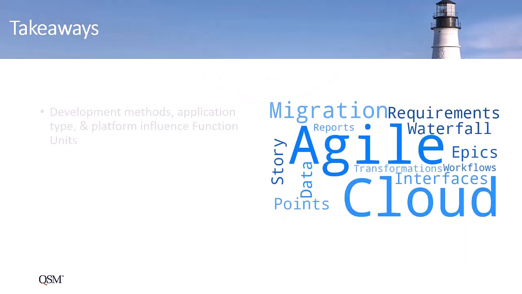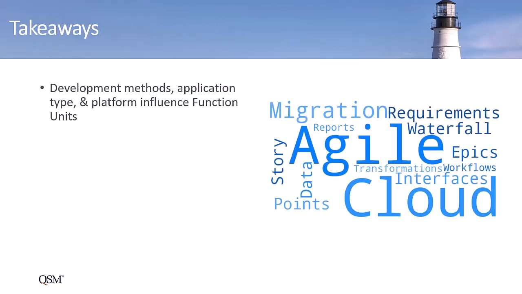To summarize, development methods, application type, and platform influence your choice of function unit. There's a wide array of function units you can choose from, and you can use multiple function units. Normalizing software size to a common base size unit allows you to compare past performance and sanity check estimates against your history or the QSM industry database. Click on the link in the description to learn more.